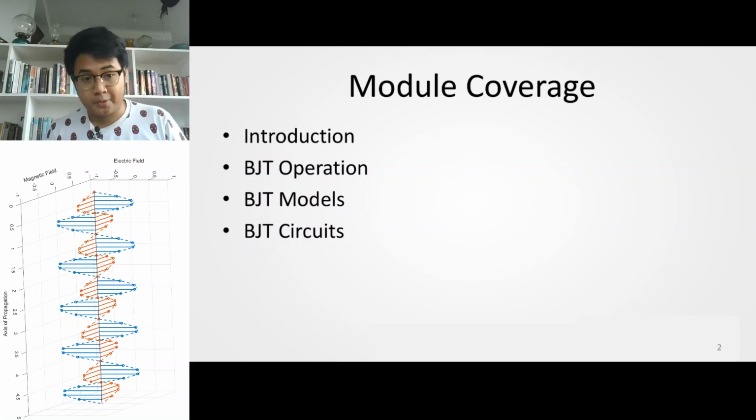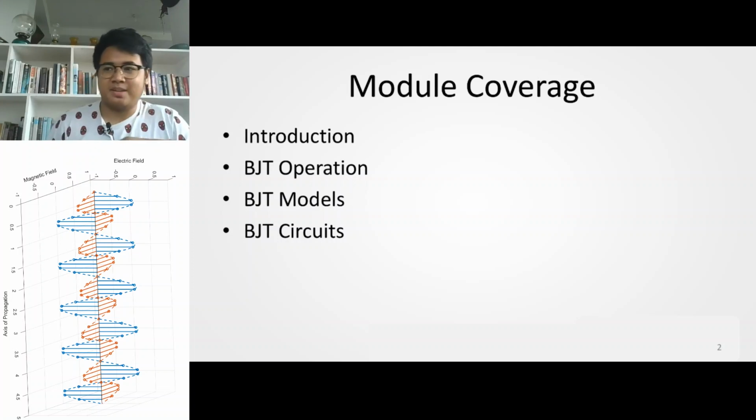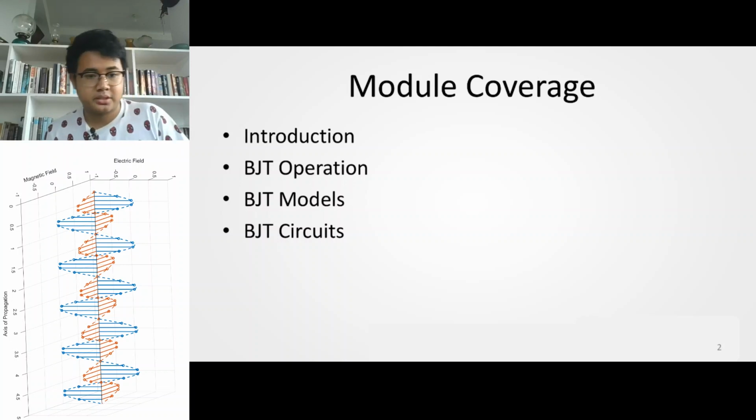how a BJT operates, right? And how a BJT basically is made, right? So in terms of semiconductors, how can we build a BJT? How does it operate in a circuit? What are the models that we can use to simplify our analysis with BJT circuits, and examples of BJT circuits?